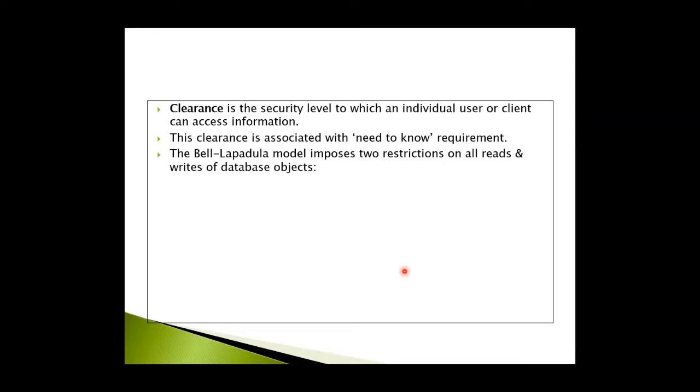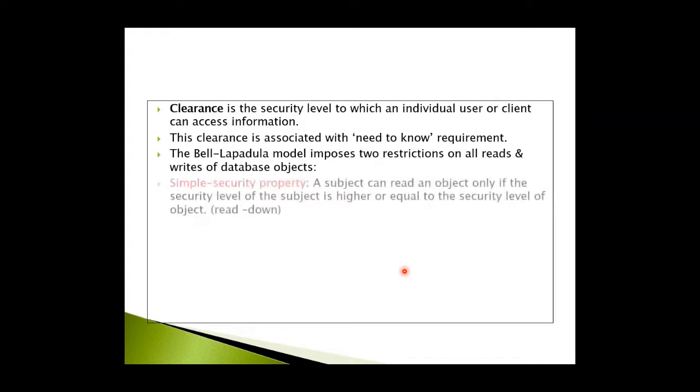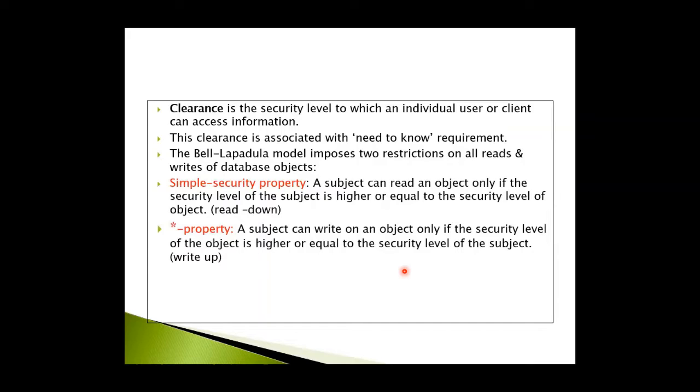The Bell-LaPadula model imposes two properties or two restrictions on all reads and writes of database objects. Now, what are these two restrictions? The first one is called the simple security property, and the second one is called the star property. Now, we will understand these two properties with one more slide. To begin with, the simple security property states that a subject can read an object only if the security level of that subject is higher than or equal to the security level of the object. It is also called read down.